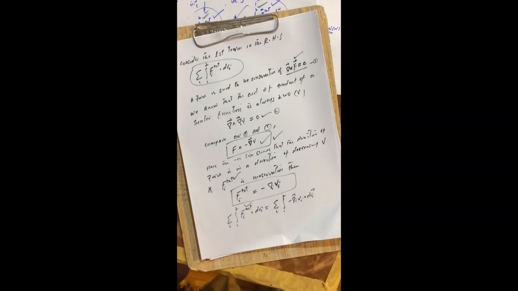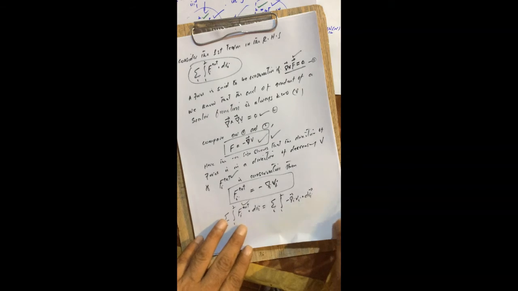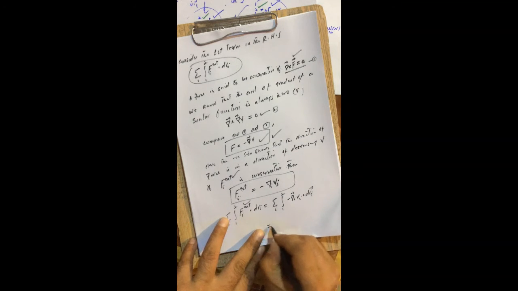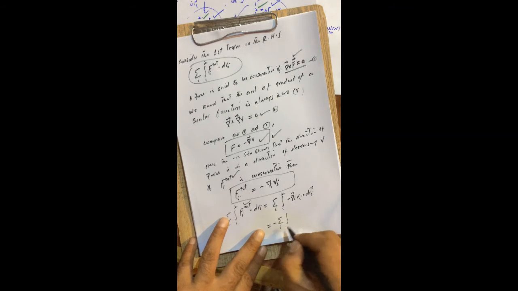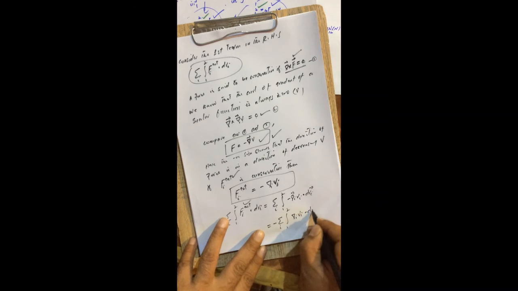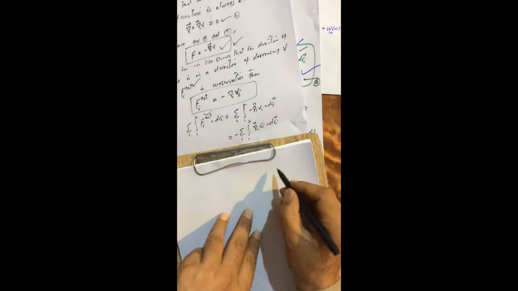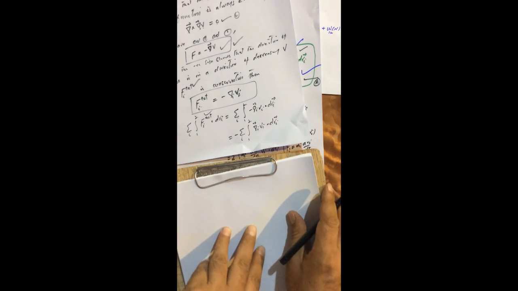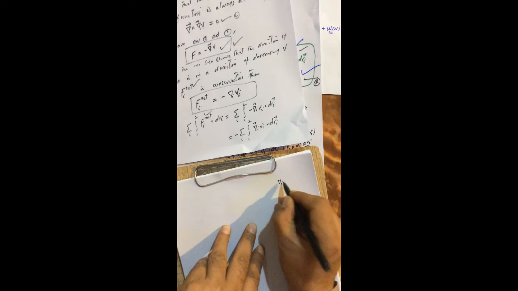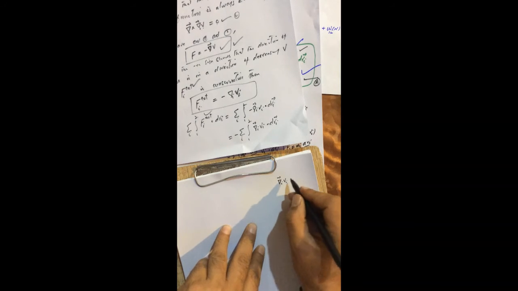Now this can be written like this. I will bring this negative sign outside, so we have minus sum over i, integral from 1 to 2, and we have del_i V_i dot dr. Now we know what del_i V_i means: it basically represents partial V_i over partial r_i.